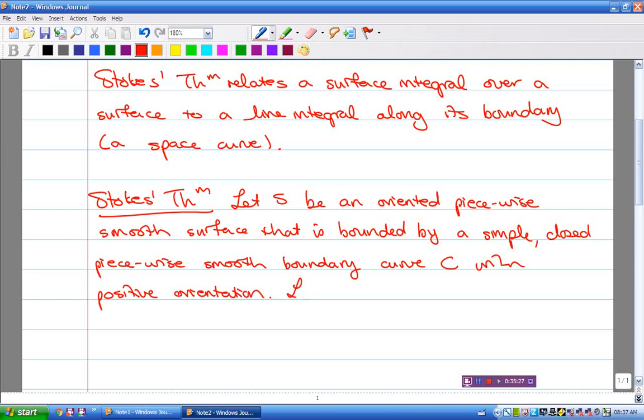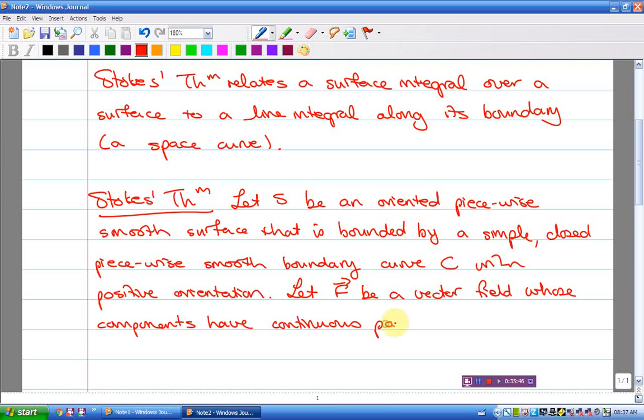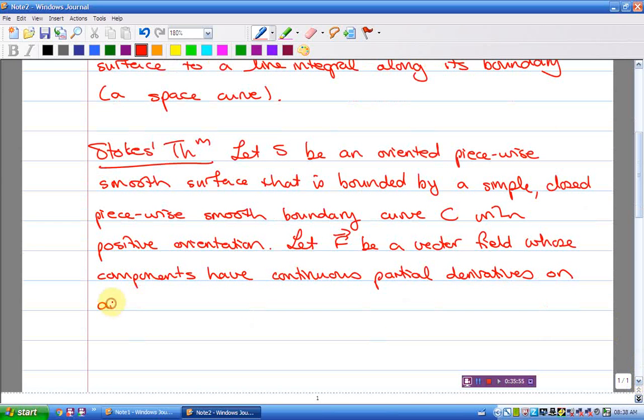orientation. Let F be a vector field. So quite similar to Green's theorem so far, whose components have, you guessed it, continuous partial derivatives. On, you guessed it, an open region. In R3, because even though a surface is really a two-dimensional thing, they're floating in a three-dimensional space.